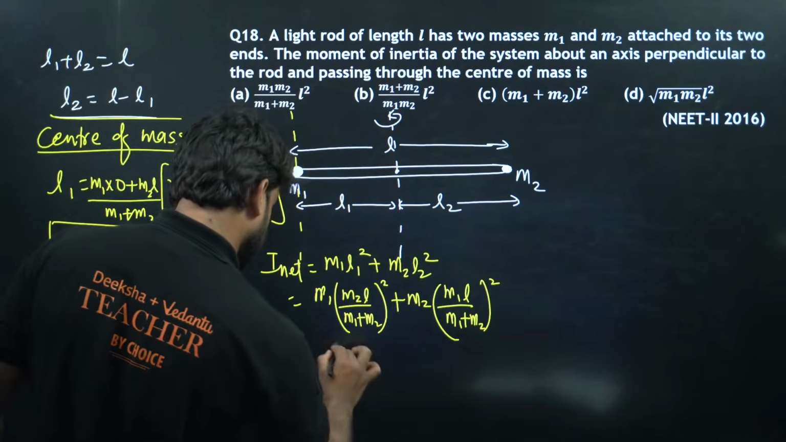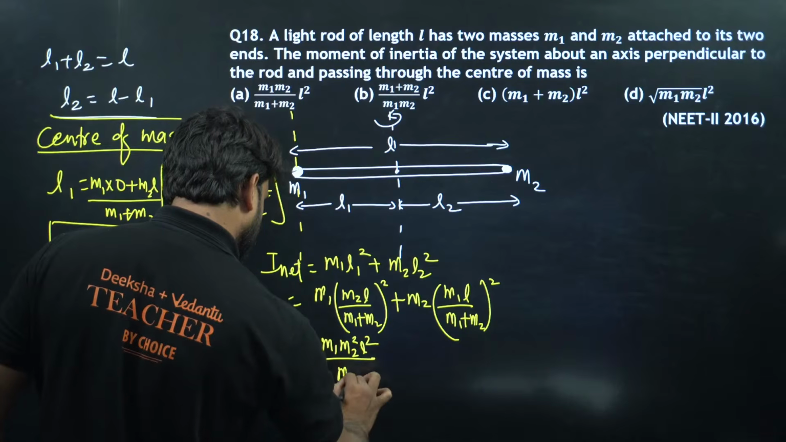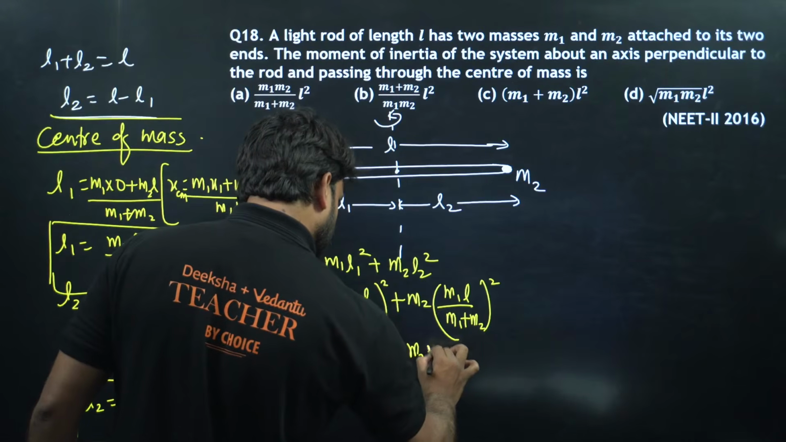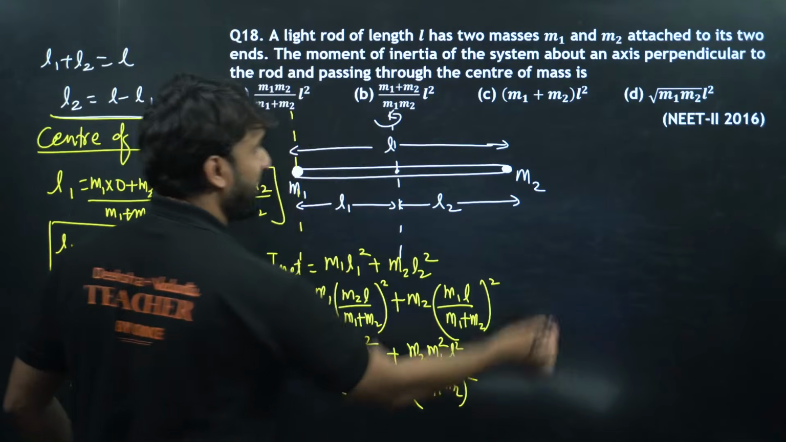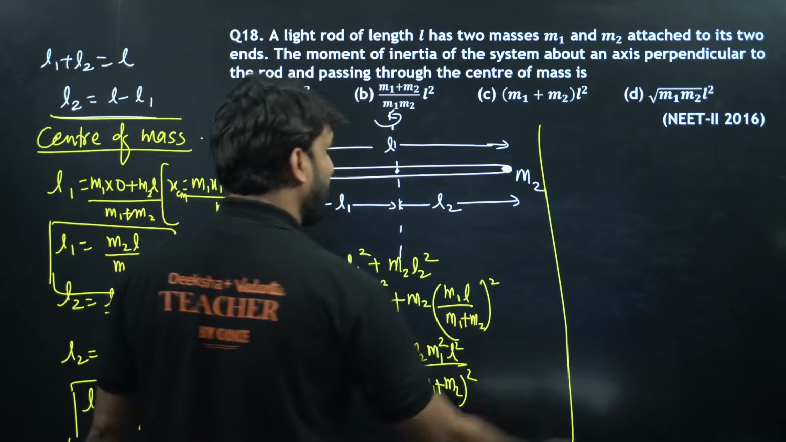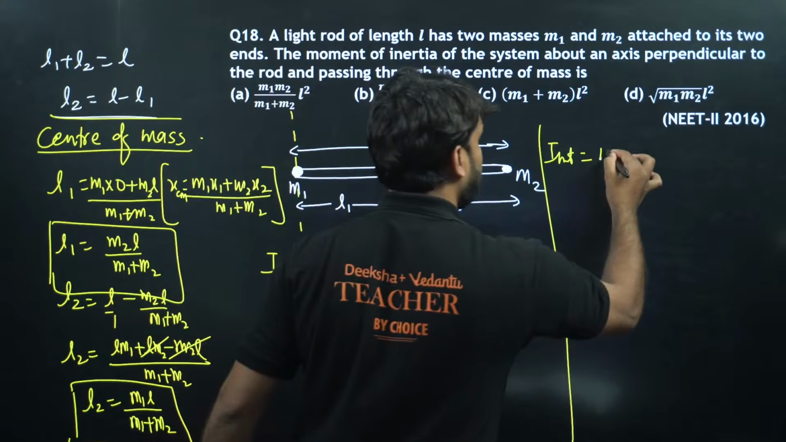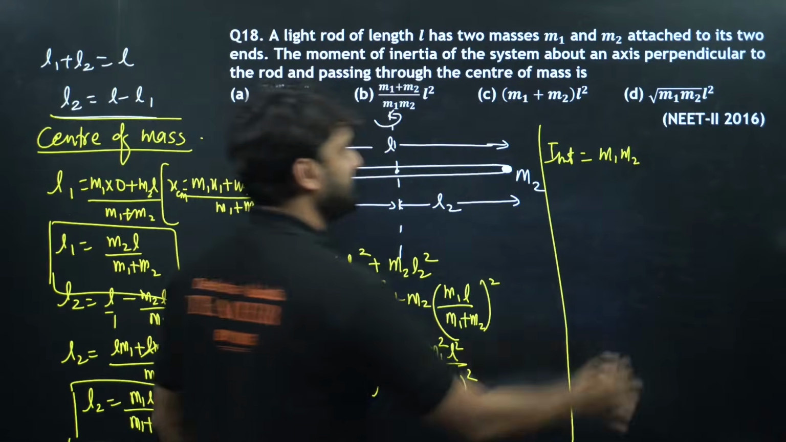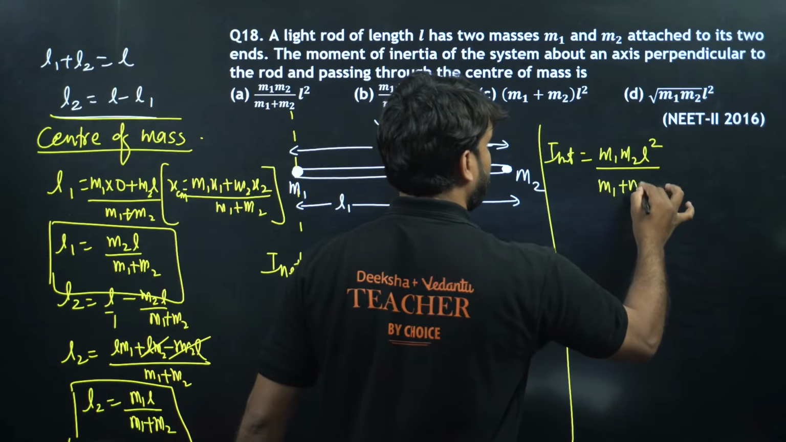So can we please solve this? So this is M1 M2 square L square divided by M1 plus M2 whole square, and here this is M2 and this is M1 square L square divided by M1 plus M2 whole square. What can we take common, champions? M1 can be taken as common, M2 can be taken as common, and L square is present in both, divided by M1 plus M2 whole square.